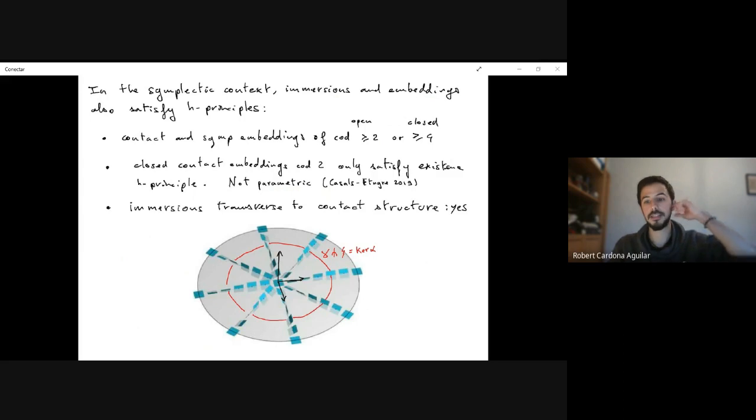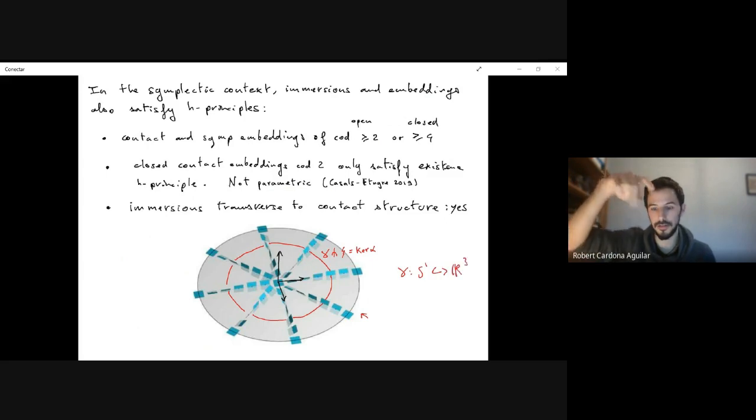Another thing that you can ask is whether immersions transverse to a contact structure satisfy an H-principle. So for example, the plane field that I draw here is an example of a contact structure, and what I draw in red is a knot. It's gamma from S^1 into R^3, which is transverse to this contact structure. As you might notice, the plane is always transverse to your knot.